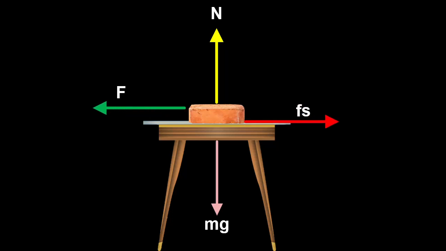As F increases, static friction increases until it reaches a maximum value. Equation for static friction: Fs max equals mu s N. The maximum static friction Fs max depends on the coefficient of static friction mu s, which varies with the surfaces in contact. It keeps the body at rest.